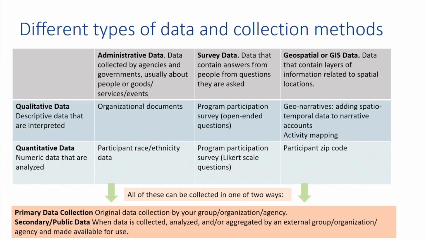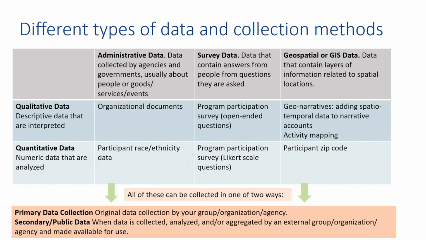If you're looking at administrative data, the qualitative data might be organizational documents. If you're looking at quantitative, it could be information that agency is collecting around participant race or ethnicity data. When it comes to surveys, qualitative will be those program participation questions that are open-ended, so any place where people can write in their own answers. Quantitative would be any of the closed-ended questions, like the ones that have that Likert scale that we had earlier, from very infrequently to all of the time.